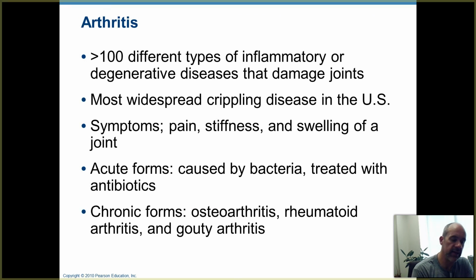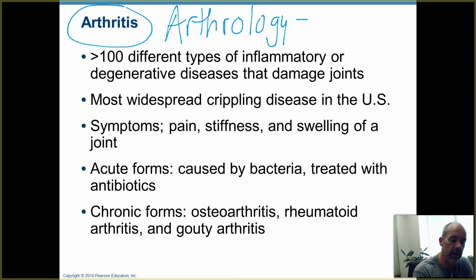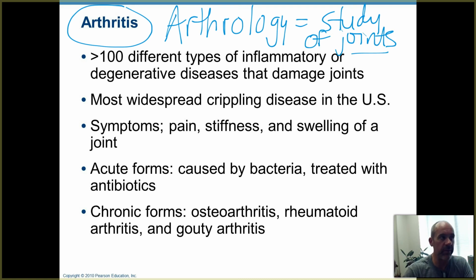Okay, how about arthritis? If we're thinking about arthrology, I don't think I mentioned this, but arthrology is the study of joints. That's also where the word articulation comes from. So arthritis literally means joint inflammation. Anytime you see itis, that's inflammation. There are many different types of arthritis. Over 100 different types are known that result in inflamed joints and damage to joints. It's very common, the most widespread crippling disease in the United States.